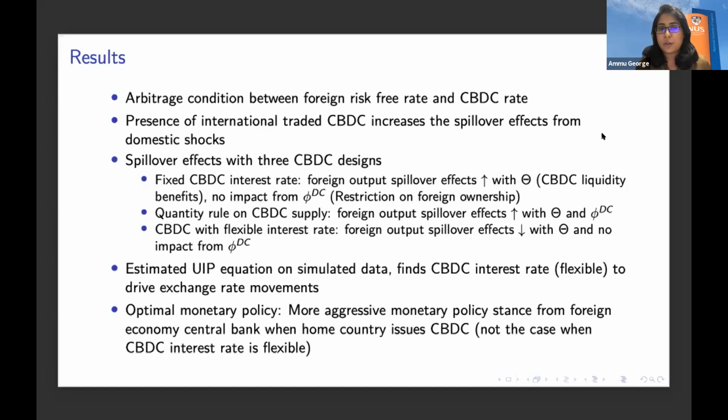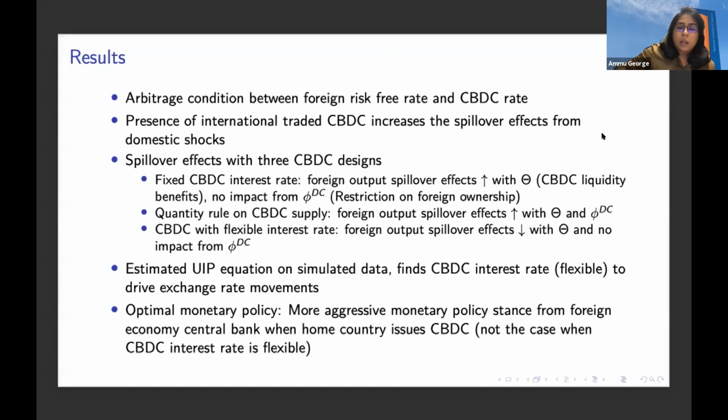And finally, they have a welfare analysis where they talk more about the optimal monetary policy in the context of with and without CBDC. So they find that in the context of with CBDC, the foreign country's monetary policy stance would be more aggressive. And this is not the case when the CBDC interest rate is flexible, in the sense that it follows a Taylor rule.